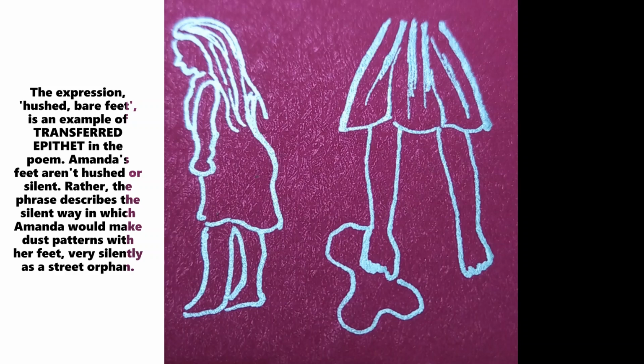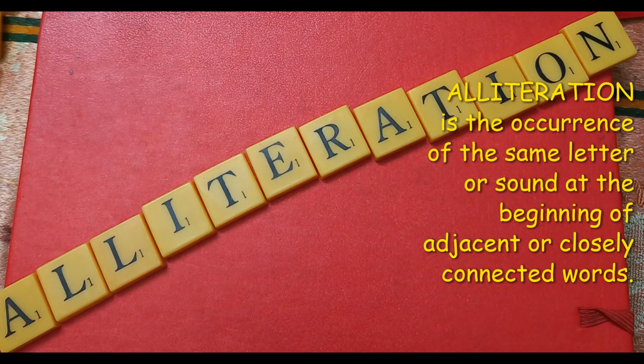The expression hushed bare feet is an example of transferred epithet in the poem. Amanda's feet aren't hushed or silent. Rather, the phrase describes the silent way in which Amanda would make dust patterns with her feet very silently as a street orphan.